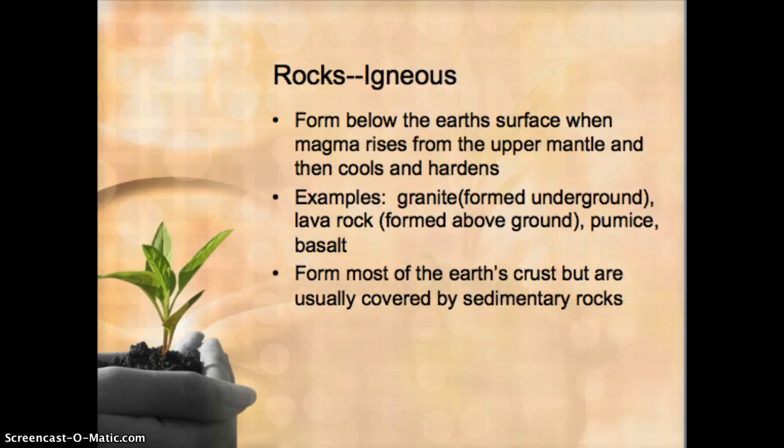A second type of rock is igneous, and you remember these are formed from magma or lava. These are formed when magma rises and then cools and hardens. Some examples would be granite, which is formed underground, so that is really just the magma hardening; lava rock, which is formed above the ground; and pumice and basalt, two other very common types of igneous rock.